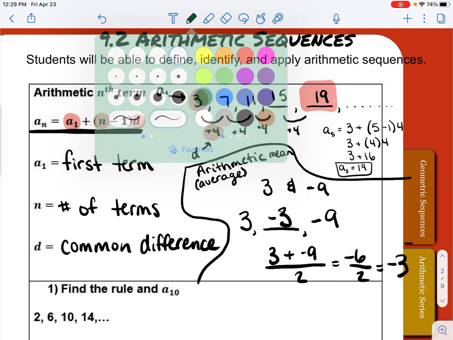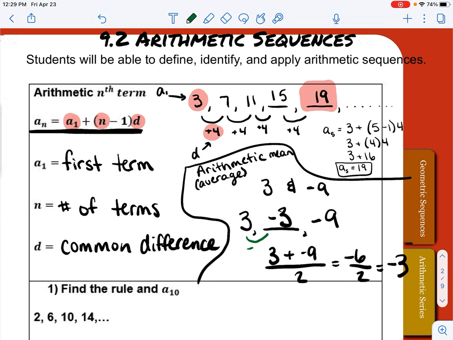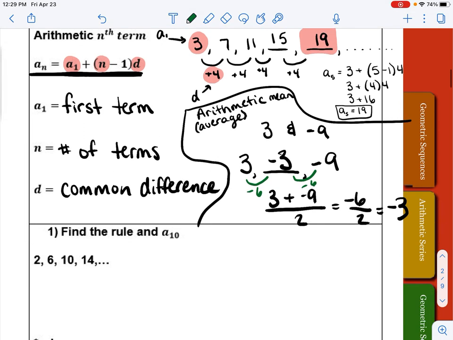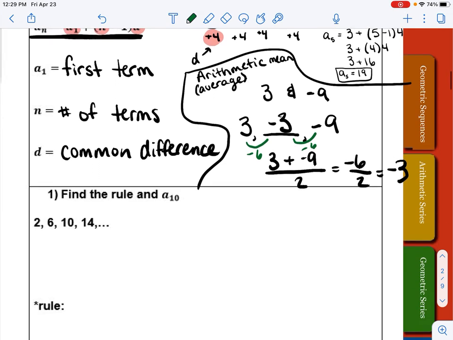Now notice the difference is common. We have a minus 6 here, and this is also minus 6, so you could find the next term even if you wanted to. You could find the one before that now that we know what the common difference is. Okay? So if it asks for arithmetic mean, it's just the average. Or you can find the missing middle term that way.